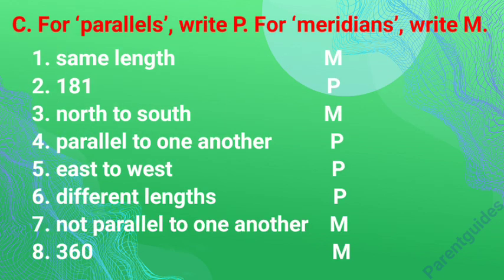C. For parallels, write P. For meridians, write M. 1. Same length, M. 2. 181, P. 3. North to south, M. 4. Parallel to one another, P. 5. East to west, P. 6. Different lengths, P. 7. Not parallel to one another, M. 8. 360, M.